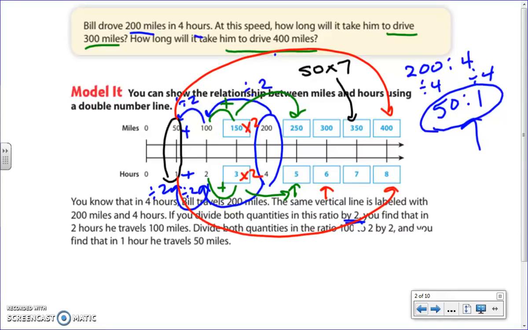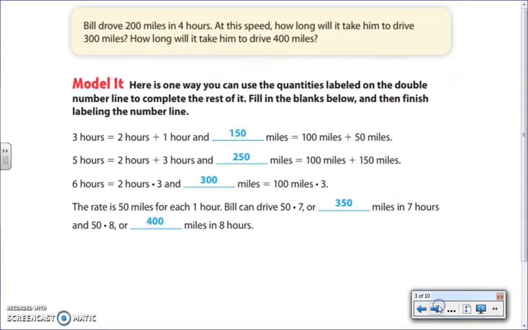All right. I see an add 50 pattern. I see an add 1 pattern. I see a corresponding pattern. Every number on the bottom times 50 equals the number on the top. So there's a lot of patterns here and a lot of ways to figure out the values on a double number line. And I just want to emphasize that the only numbers that we started with were the initial values of 200 miles in 4 hours.